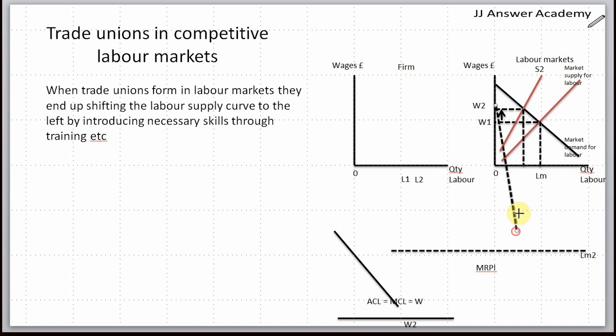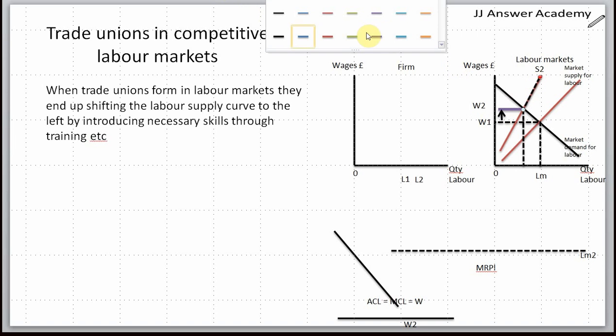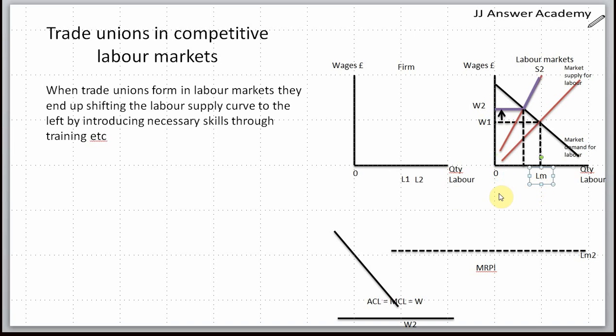So if a firm wants to employ workers, this is going to be their wage rate, because workers will not be willing to work now below W2. So that's the new supply curve that'll be facing a firm. Any workers between 0 to LM2, they have to pay a minimum of W2 wage, and then further up.